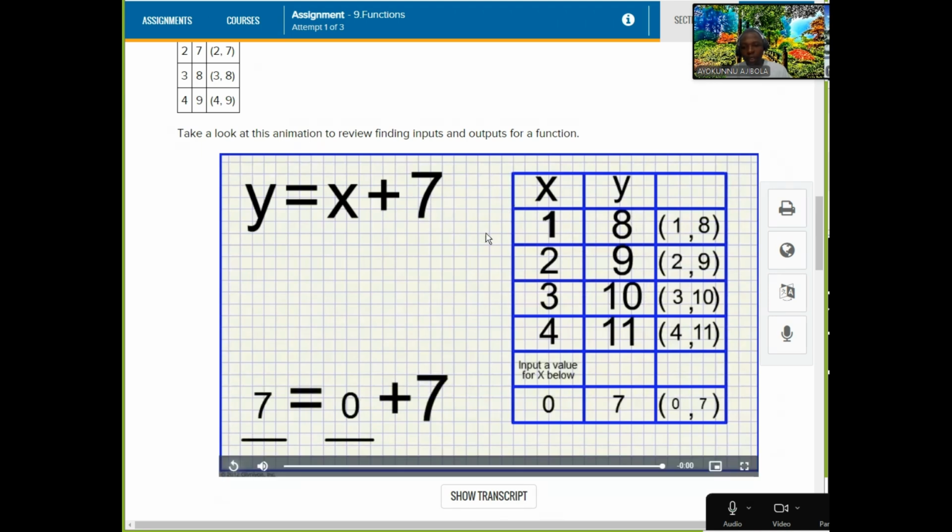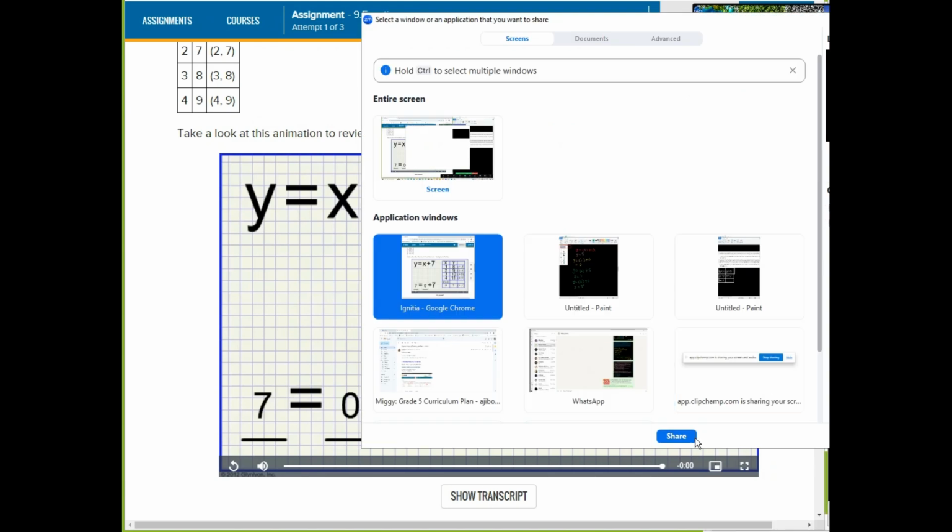So you can see the ordered pairs, right? Yeah. Okay, so let's continue there.